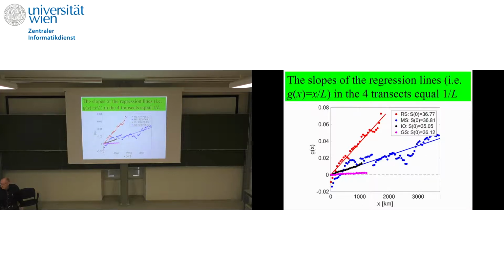So on each of these transects, you're going radially. Is that right? From where? North to south, for example. In the Gulf Stream, we went south-north. In the Indian Ocean, we went north-south. In the Red Sea, we went south-north, and in the Mediterranean, east-west.